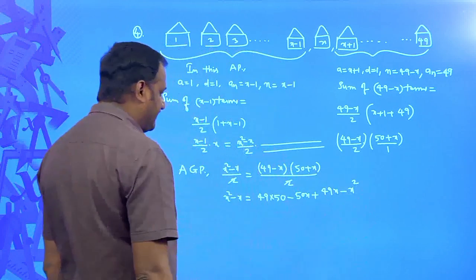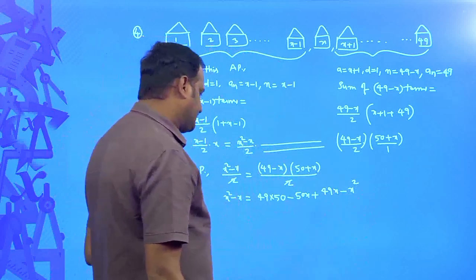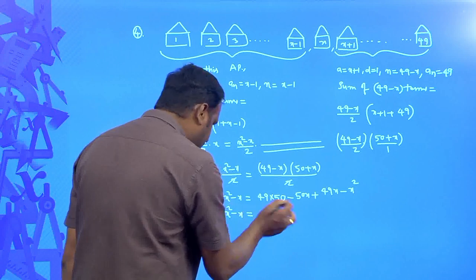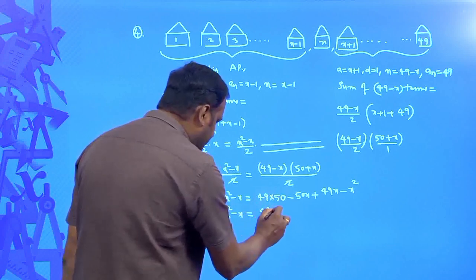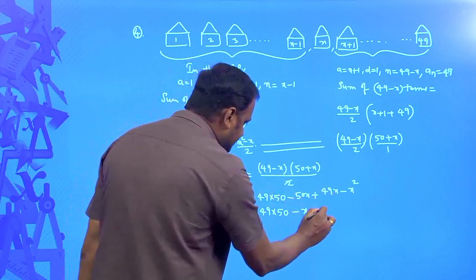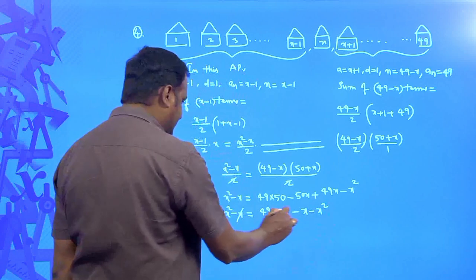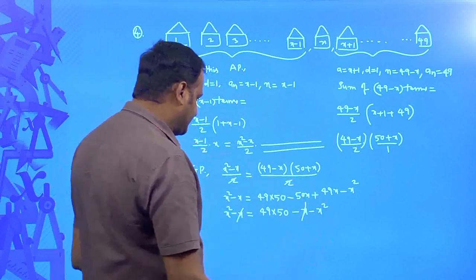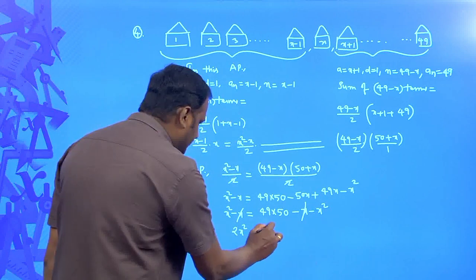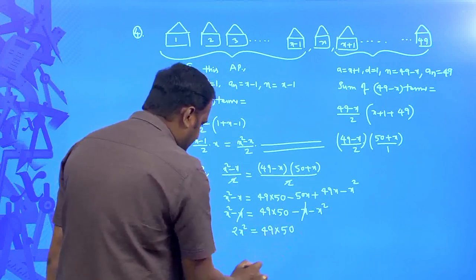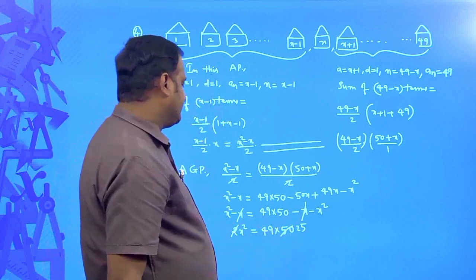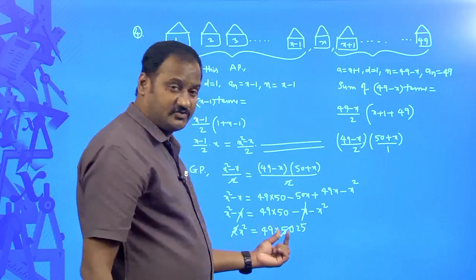When you observe here, x square minus x, I am transposing all these terms to this side. x square minus x is equal to 49 into 50 minus 50x plus 49x, which is minus x, minus x square. So here minus x and minus x get cancelled. When you transpose x square to this side, it would be x square plus x square, which is 2x square, is equal to 49 times 50, correct. So can we cancel this 2? 2 ones and 2 25s are 50. The term left in the RHS is 49 into 25.